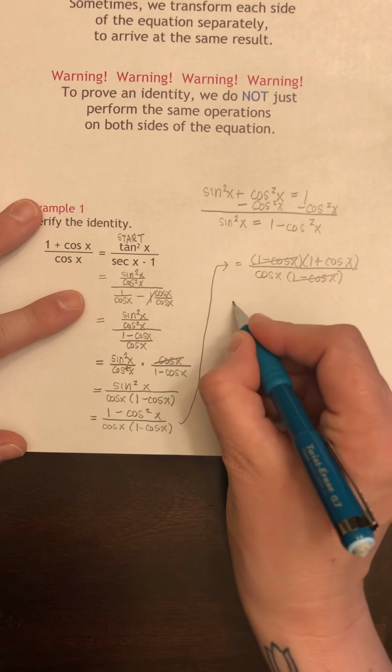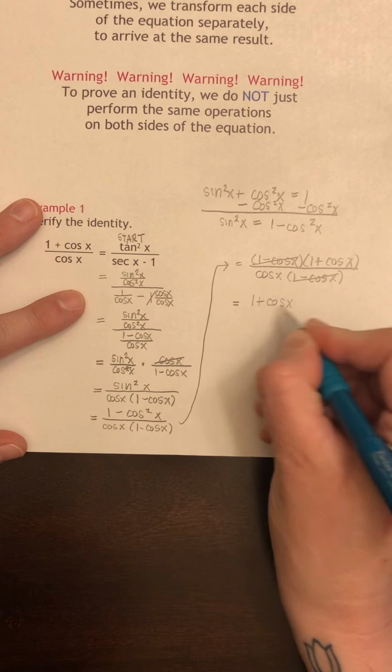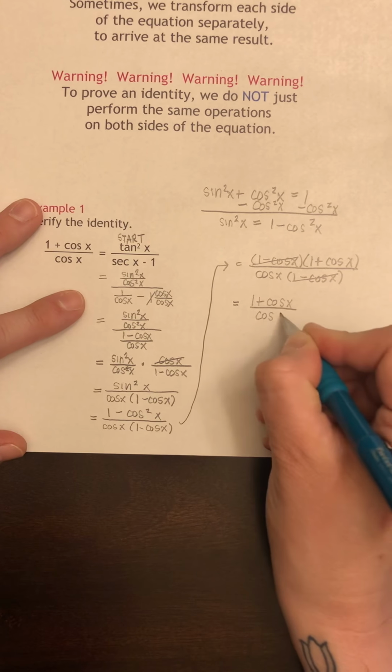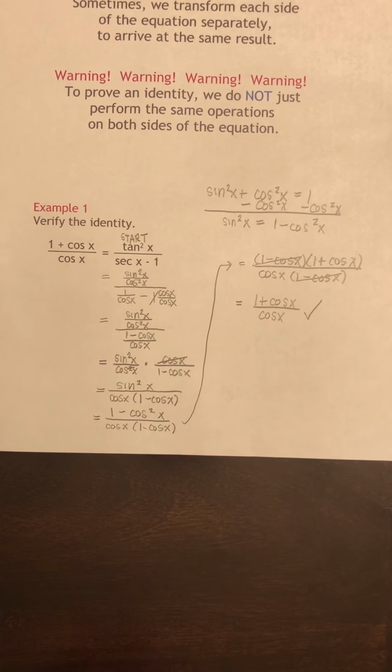And it's going to cancel out, and we're going to be left with 1 plus cosine x over cosine x, which is exactly what we wanted to have. Now, one thing I will tell you about this particular problem, and really with any of these identity problems, is there's often more than one way to do it.